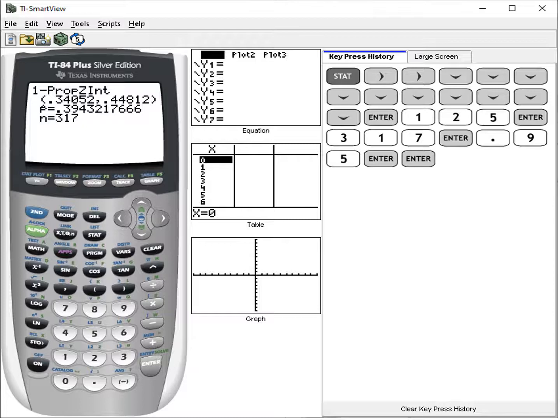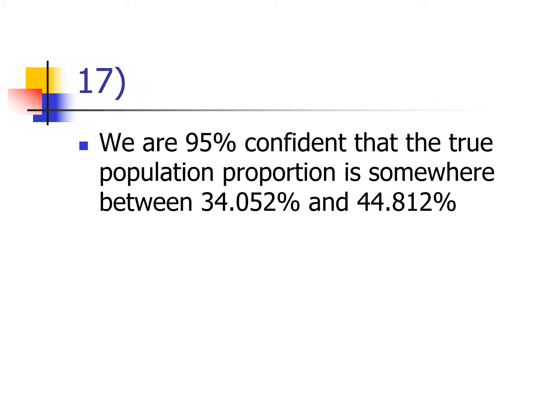So we plug all that in, we hit enter, and we get an interval between 34 and about 45%. Our conclusion: we're 95% confident that the true proportion of all people that have blue eyes is between 34 and 45%. Not too bad, right? If you haven't already, pause it, do the two other problems, and then let's take a look at them together.